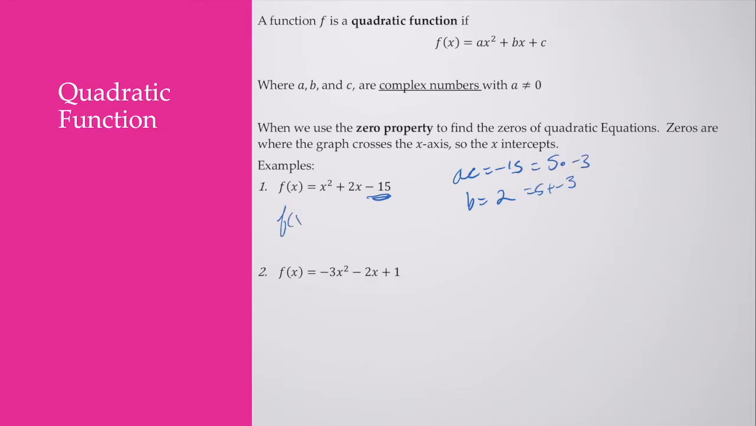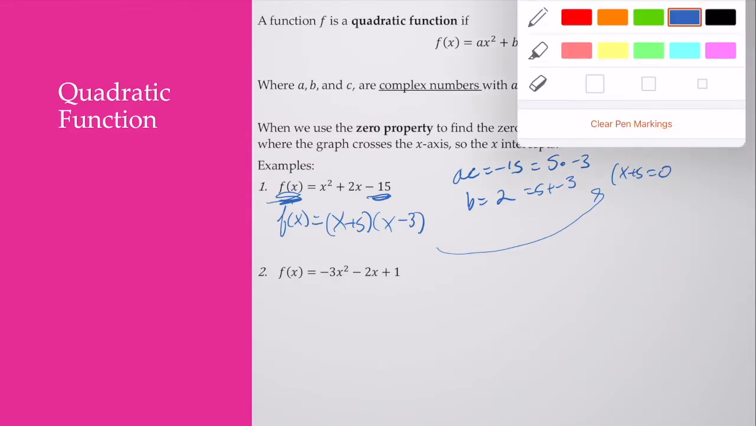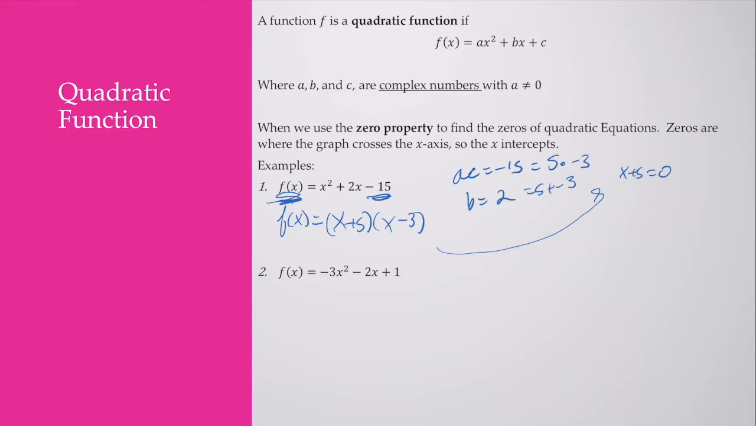So f of x factors to x plus 5 times x minus 3. And if I wanted to know the zeros of this polynomial, I would take x plus 5 equals 0, and I would take x minus 3 equals 0 to find that the zeros are x is negative 5 and x is 3. This is where my graph crosses the x-axis. These are its x-intercepts.